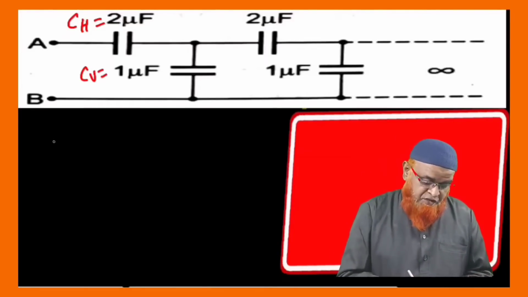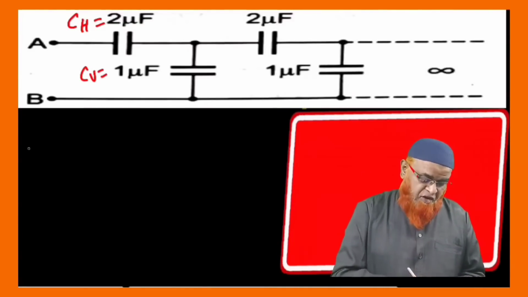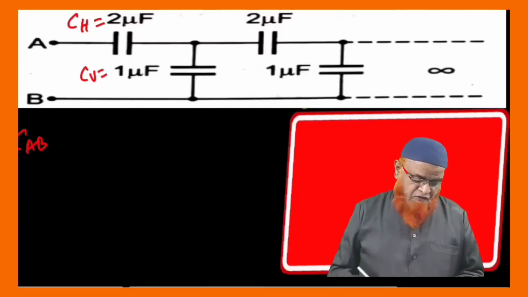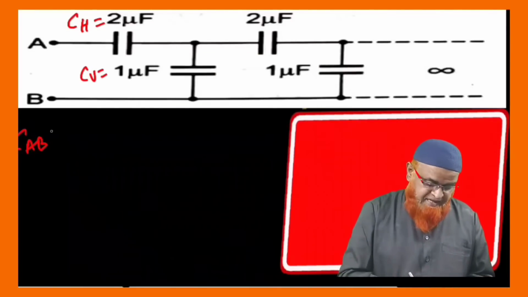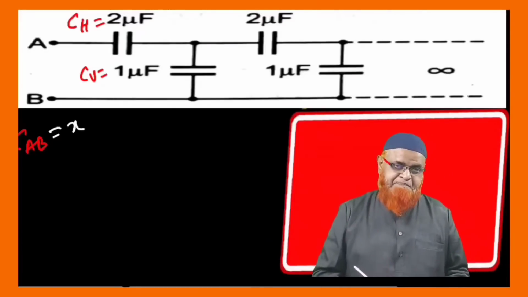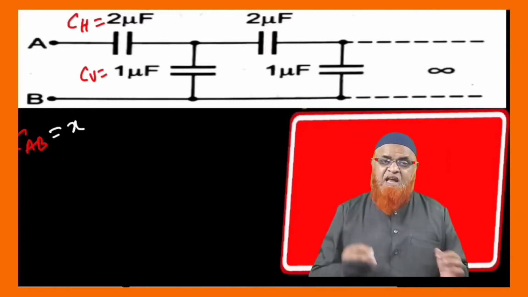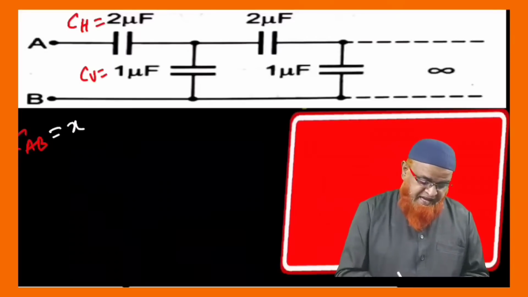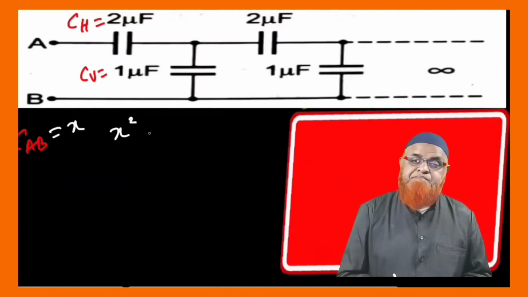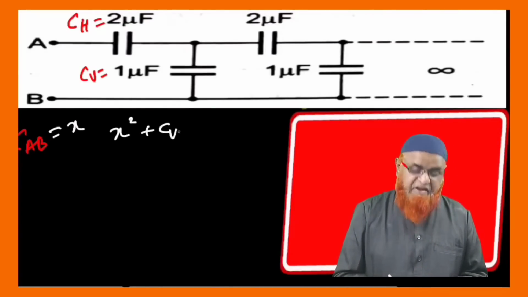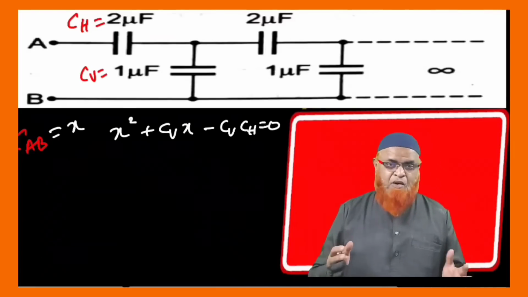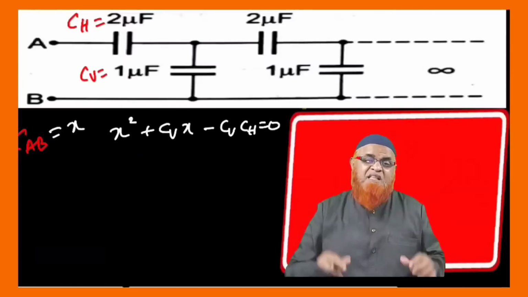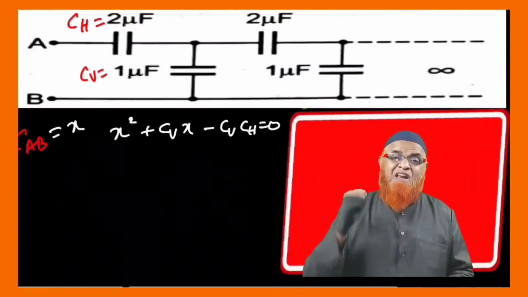So as this is the shortcut formula here, you have to find out CAB. How are you going to find CAB in a simple shortcut method? Let us consider CAB is nothing but X here, and you have to find out what is X. For that, let us form a shortcut formula. That is X square plus C vertical into X minus C vertical into C horizontal is equal to 0. This is a shortcut formula written in the form of an equation, and you have to find out the value of X here.